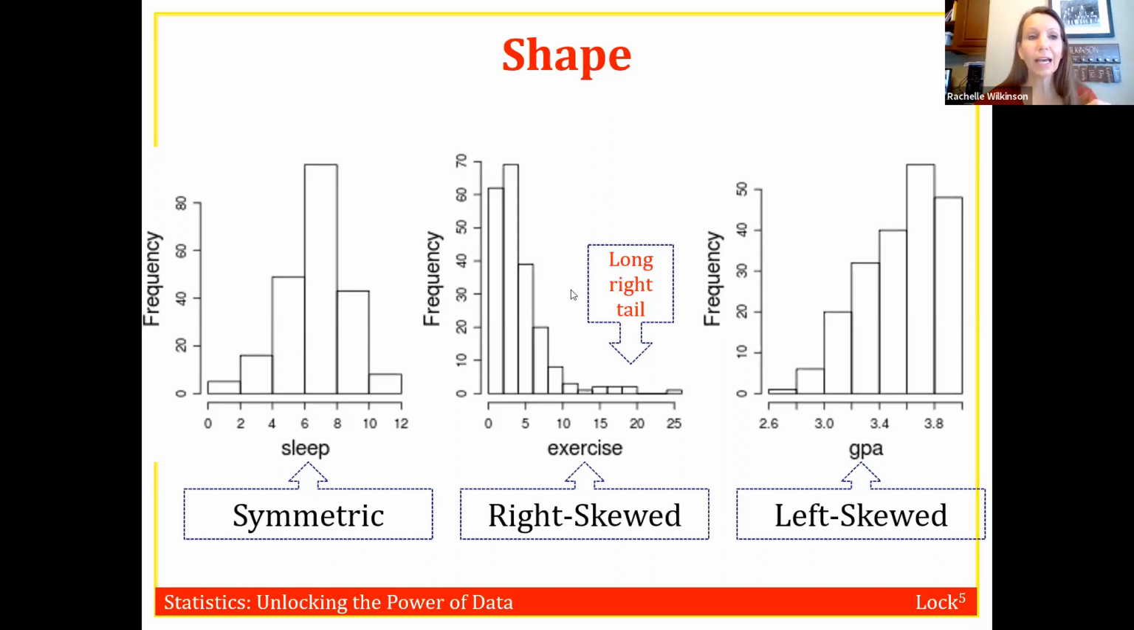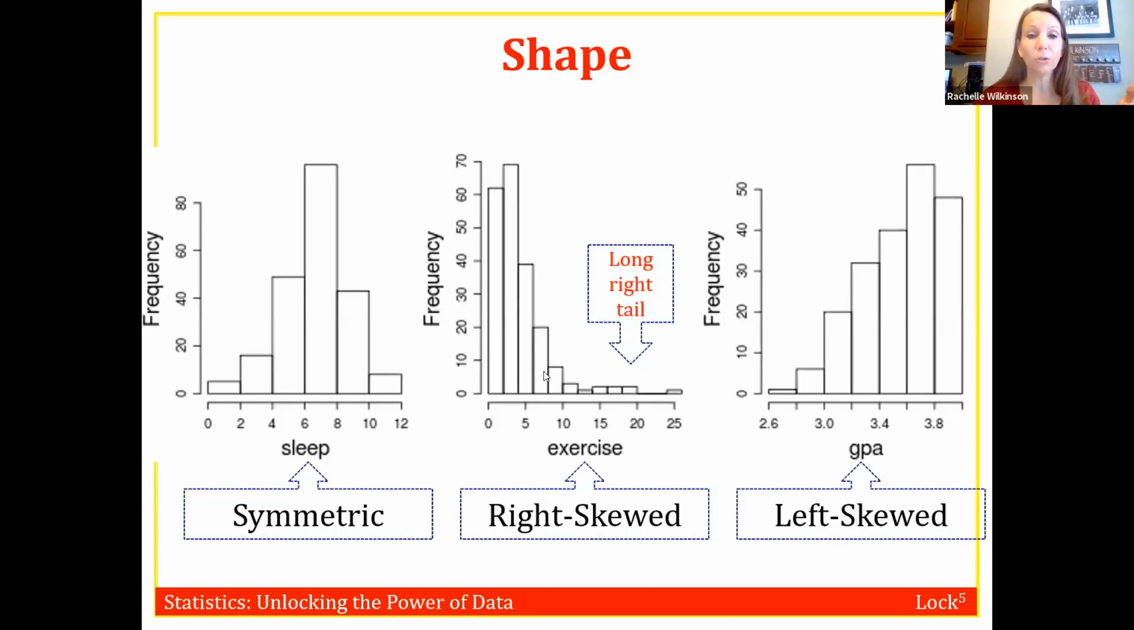All right, and then the last thing that we're looking for is spread. How spread out is the data? And the simplest way to look at spread is just, okay, what are the high and the low values? Because that tells you, hey, everybody was between this and this, okay? So for sleep, for example, I could say all of the data fell between 0 hours of sleep and 12 hours of sleep. So that gives me an idea of how spread out the data was. It went from 0 to 12.